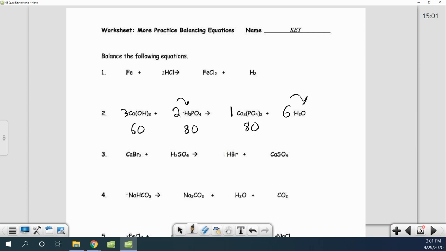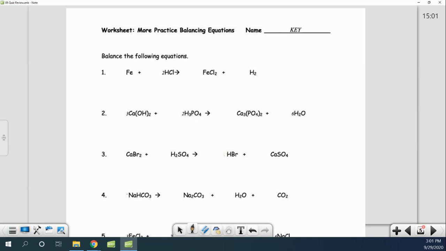Oh, how many do I have here? I got 6 sets of 1, 6 oxygens. So this side's got 6 and 8 is 14. I'm balanced. You can double check if you want, but I've got 3 calciums, 3 calciums. I've got 2 phosphoruses and 2 phosphoruses right there. Oop, almost lost my 2. I just did my oxygens and my hydrogens, so I know those ones work. So it's a 3, 2, 1, 6.